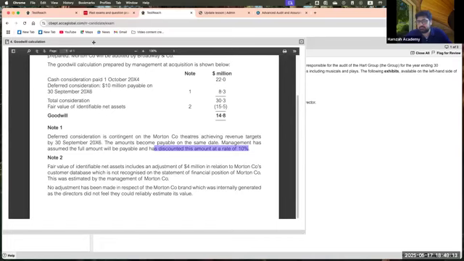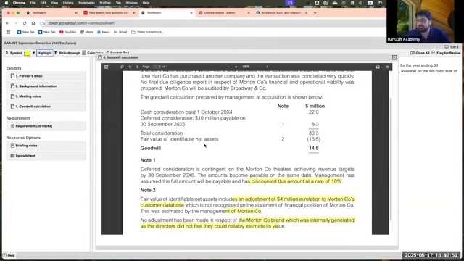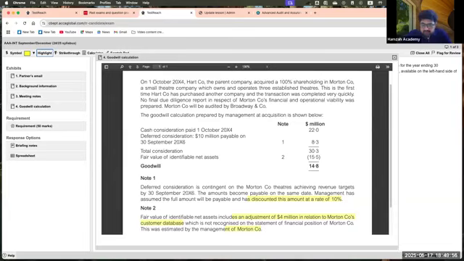Now, fair value of identifiable net assets includes an adjustment of 4 million in relation to Morton Company's customer database, which is not recognized on the statement of financial position of Morton Company. This was estimated by management of Morton Company. No adjustment has been made in respect of the Morton brand, which was internally generated, but the directors did not feel they could reliably estimate its value. So students, very important, and very easy to be discussed. Let me open and start solving it.